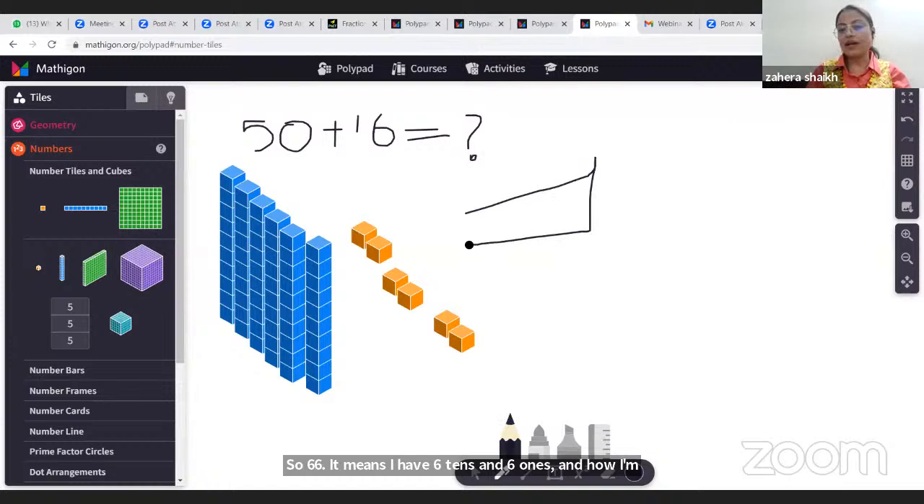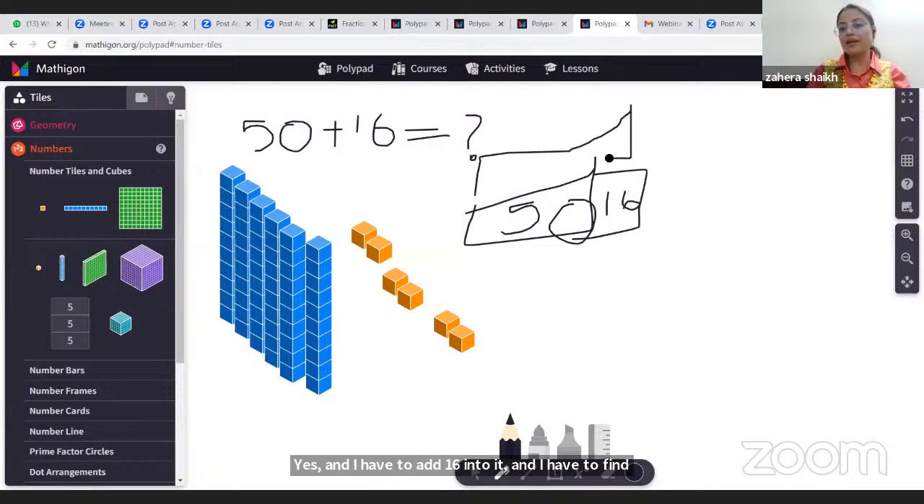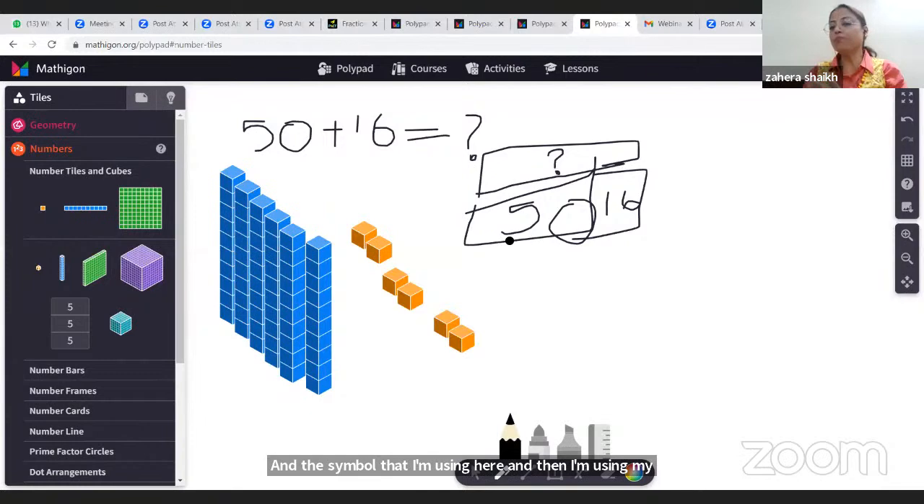So I can make out that I have 50 here. And I have to add 16 into it, and I have to find out. So I'm getting into the problem first. I'm understanding the problem first, then I'm trying to solve it. I'm not jumping directly into the solution, right? So this is my whole. I'm making a connection between these two numbers and the symbols that I'm using here, and then I'm deciding what to do with my manipulative. So this is a very simple example.